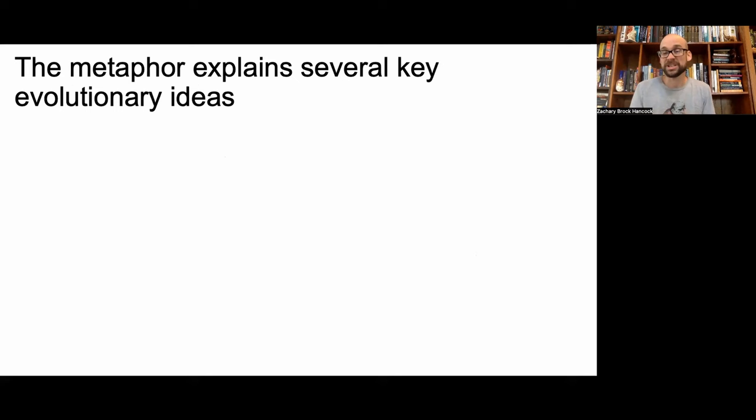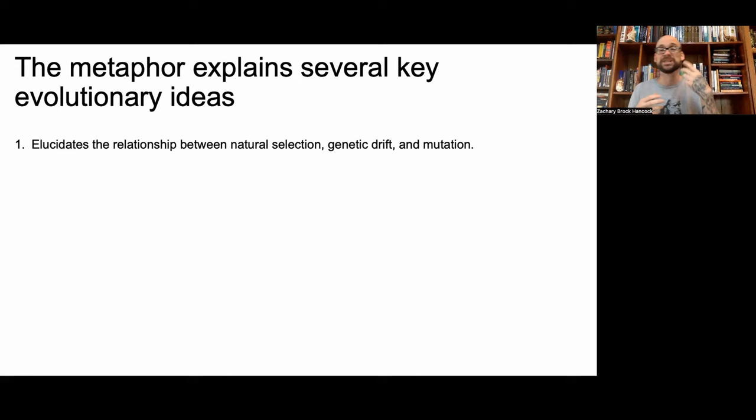Now, the adaptive landscape metaphor helps us to understand several key ideas in evolutionary theory that otherwise seem a little complex and disconnected. So first, it allows us to elucidate the relationships between natural selection, genetic drift, and mutation. Again, if you're familiar with the content on this channel, you know that I really try to promote a holistic view of the evolutionary process, not as one solely driven by natural selection, but one that fundamentally requires all of the different mechanisms of evolution to explain biological diversity. And I really think the adaptive landscape metaphor helps us to see that in action.